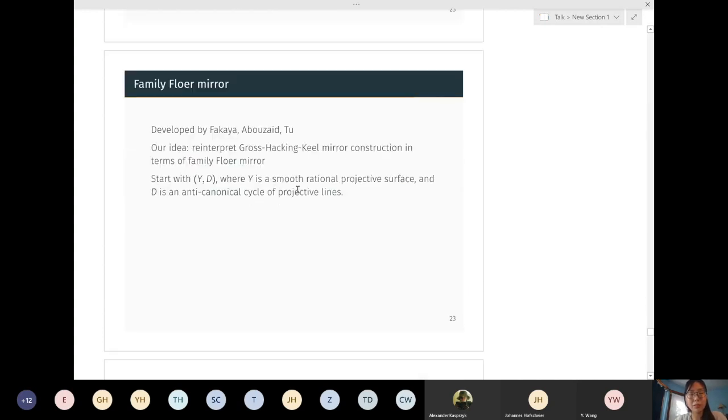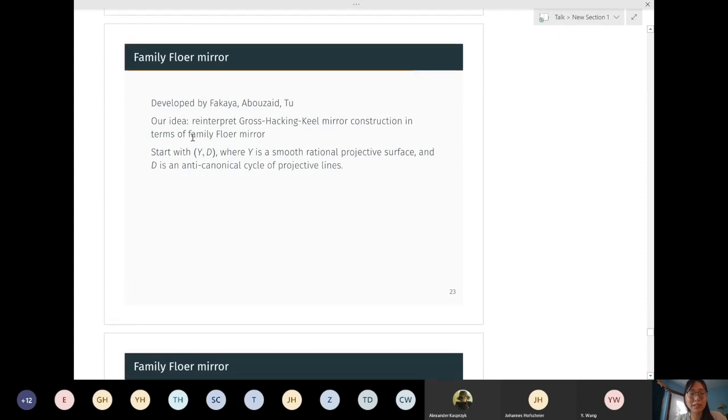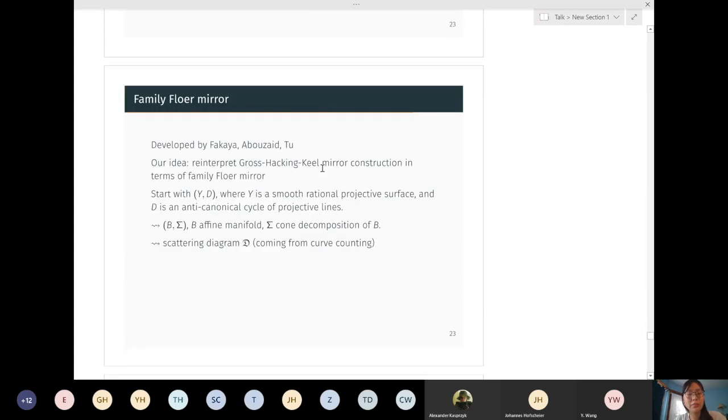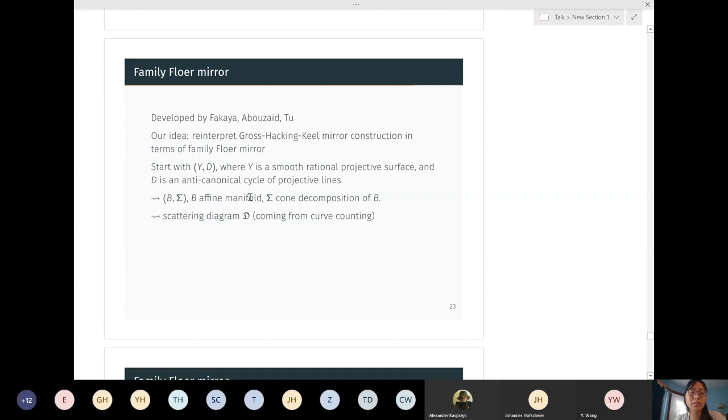So let me give a super quick short description of the GHK mirror, which you can see kind of appears in our Batyrev mirror thinking. So we have this log Calabi-Yau pair, where Y is a smooth projective rational space, and then D is a string of divisors. And then from there, we can do a tropicalization of it to an affine manifold B and the cone decomposition of B. And here, this is why I want to put the collaboration with Vienna's.